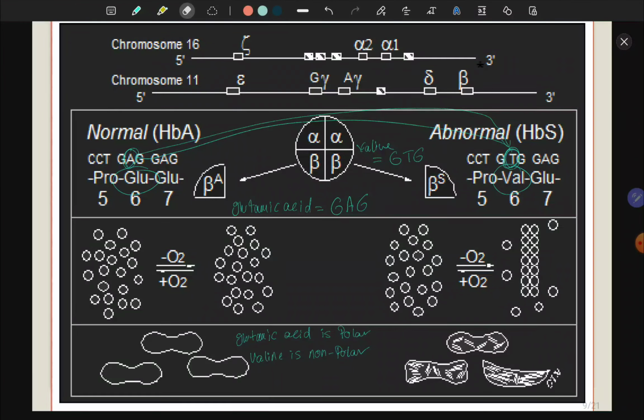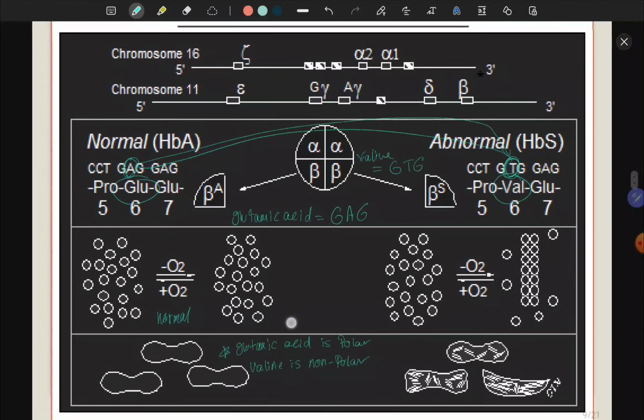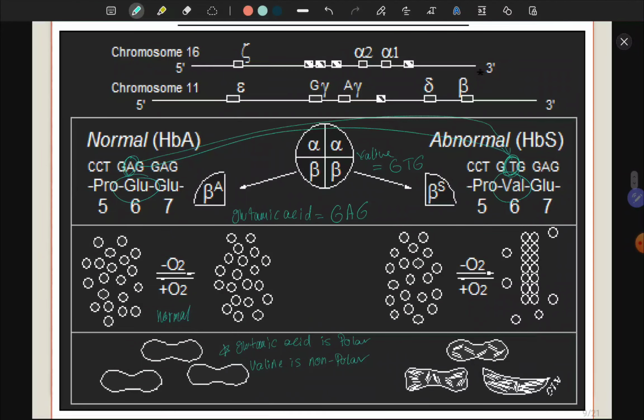Now if there is this mutation which replaces the glutamic acid by valine, this is just extra information: what's the importance of the mutation? It does not merely change one amino acid to another. Glutamic acid is polar. So when this hemoglobin is mixed with the plasma, which contains a great amount of water, and water is polar, polar and polar, there is no problem. The structure of hemoglobin is not changed.